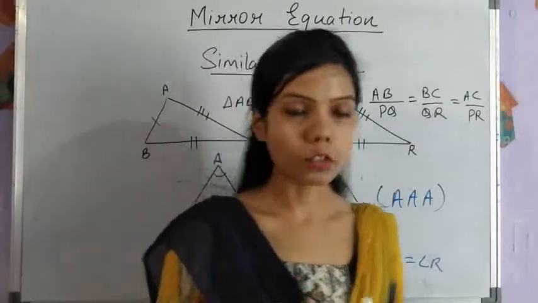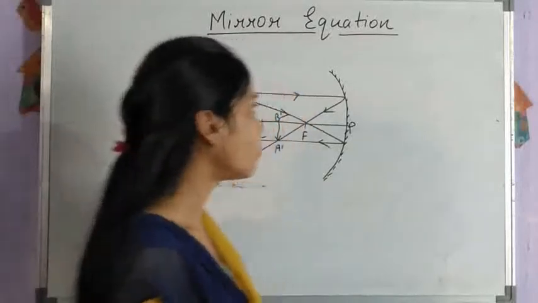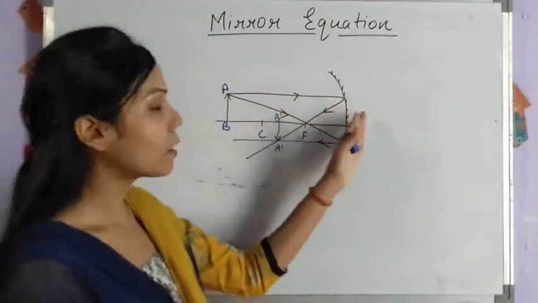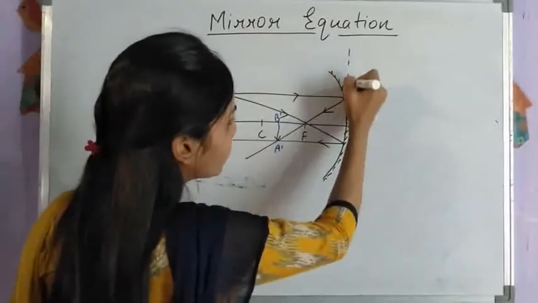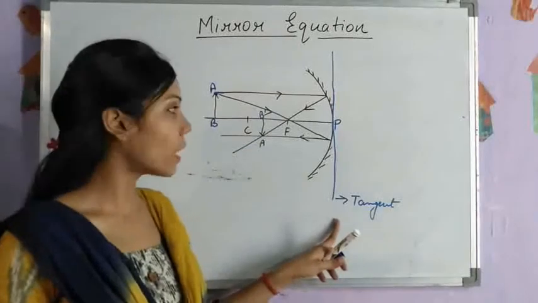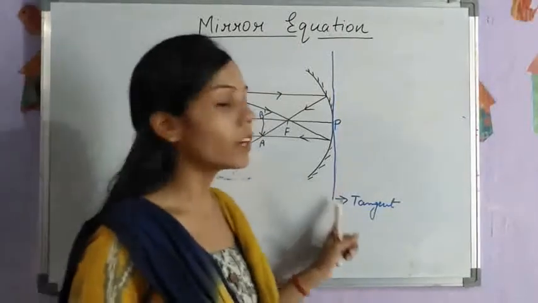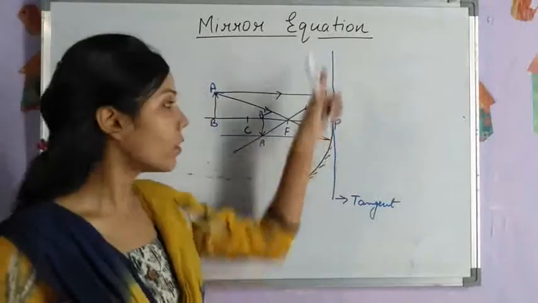So let us come back to the diagram for proving the mirror equation. First of all, in this ray diagram, at the back portion of this spherical mirror, I am going to draw a tangent. So this is the tangent which I have drawn, and as you can see, this straight tangent is touching the pole of this spherical mirror right here.